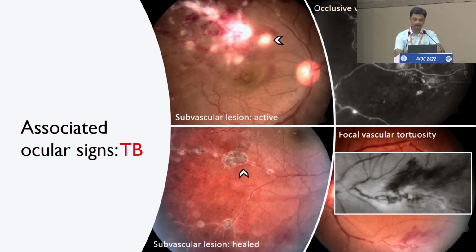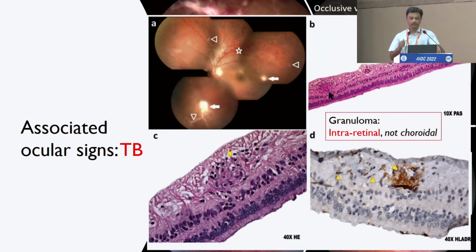The third one, which can also be seen in many other forms of vasculitis, is the presence of occlusive vasculitis. Now, important to remember here that this lesion that we see in association with the retinal vasculitis in TB is most likely an intraretinal lesion and not a choroidal lesion, to start with at least. And this we have demonstrated also in histopathological section of the retina.